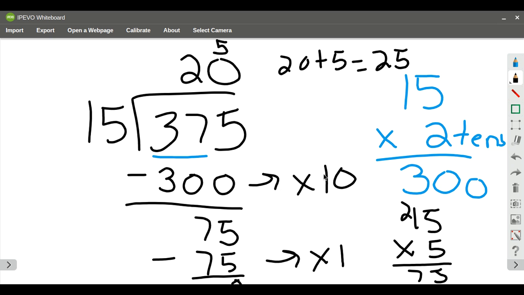So my answer for how many seats are in each row, going back to that original one where it said let R equal the value, R equals 25. So I have 25 rows within the theater.